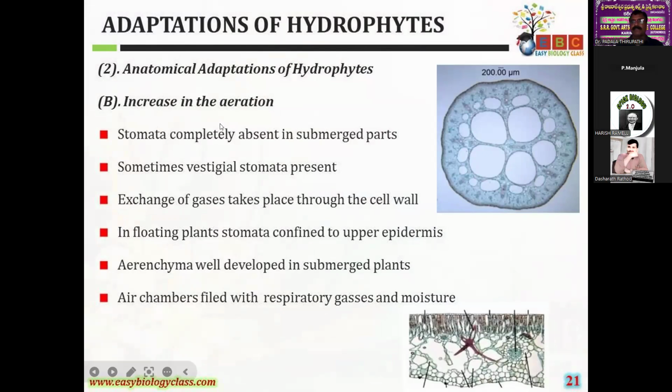Next one is the increase in the aeration. Mainly there is the presence of air chambers and aerenchyma, that is, air chambers we can observe, and they mainly contain the respiratory gases. Exchange of gases takes place through the cell wall only.